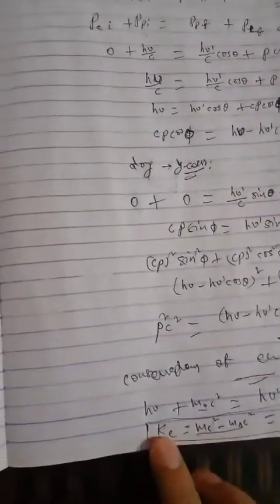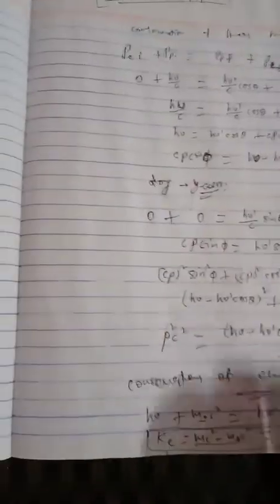So how is this? The kinetic energy of the electron is equal to mc square minus m naught c square. From the special theory of relativity, the total energy of the electron is equal to m naught c square plus the kinetic energy of the electron. Mc square represents the total energy of the electron, whether it is in motion or at rest. So we have 4 equations.